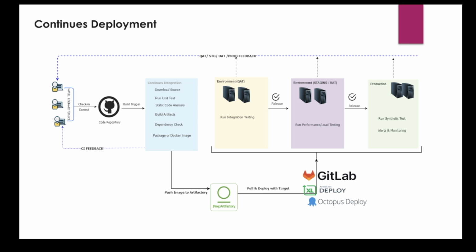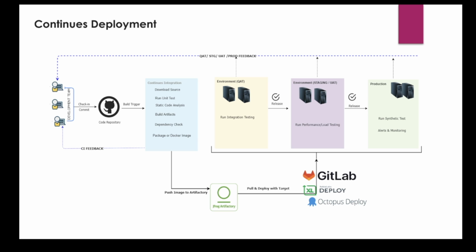We already completed the continuous integration part. We pushed the image to Artifactory. Now there are 3 tools very majorly used for CD: GitLab, XL Deploy, and Octopus Deploy. These tools will help you deploy these deliverables to these environments. You can choose a target environment, like deploy this to QAT, deploy this to staging or UAT.